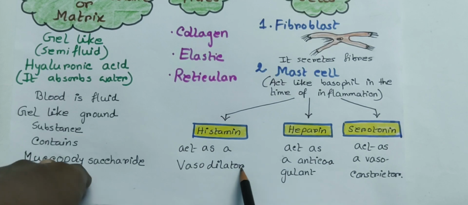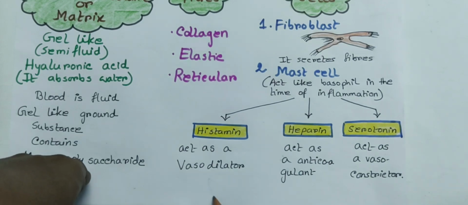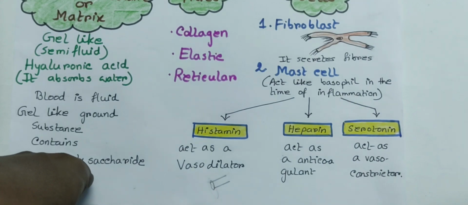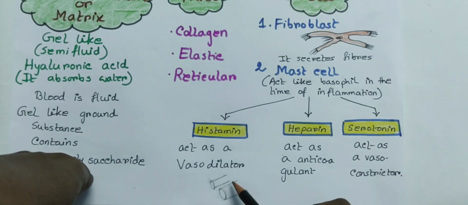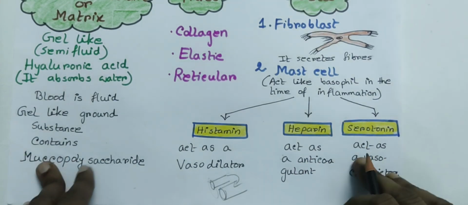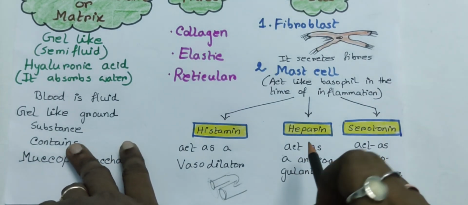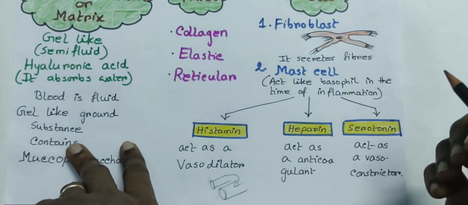Histamine acts as a vasodilator. Vasodilator means it dilates the blood vessels. Suppose the diameter of the blood vessel is like that, then it dilates. That means the diameter gets increased. That is called vasodilation. Heparin acts as an anticoagulant, and due to the presence of heparin, blood doesn't clot inside our blood vessels.